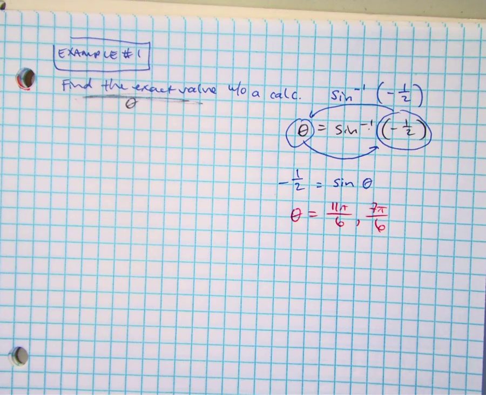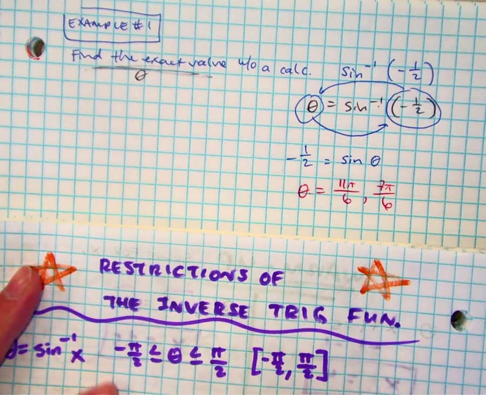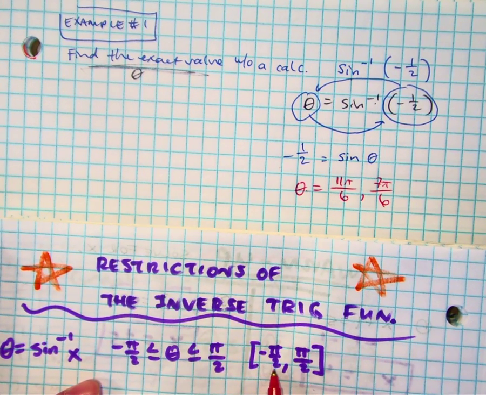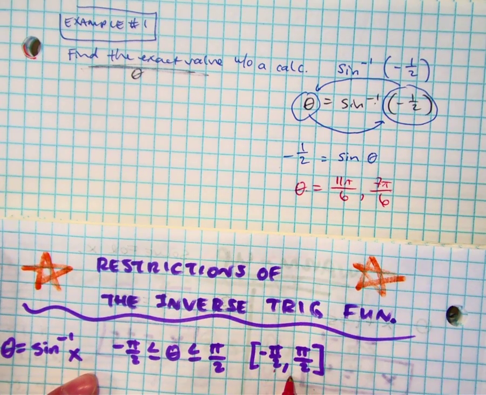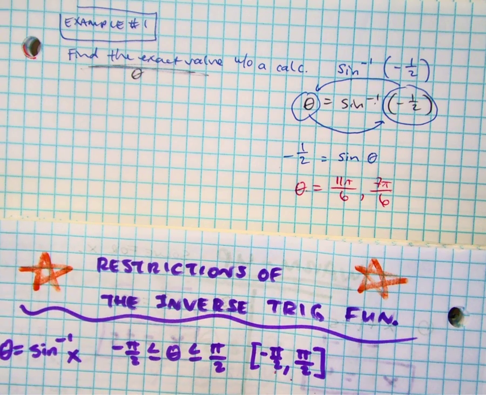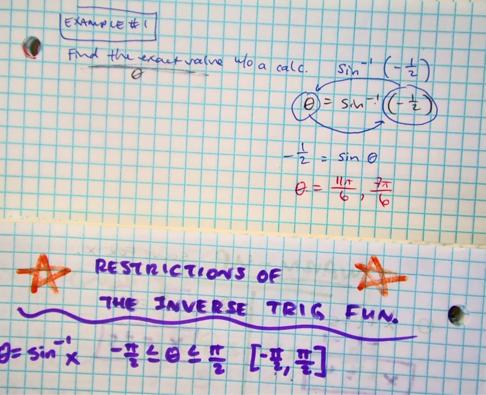But here's the hard part. If I look at my two answers for the inverse of sine, 11 pi over 6 is not in my restricted domain, and 7 pi over 6 is not in my restricted domain. So does that mean I reject both answers? The answer is no. I can use coterminal angles.